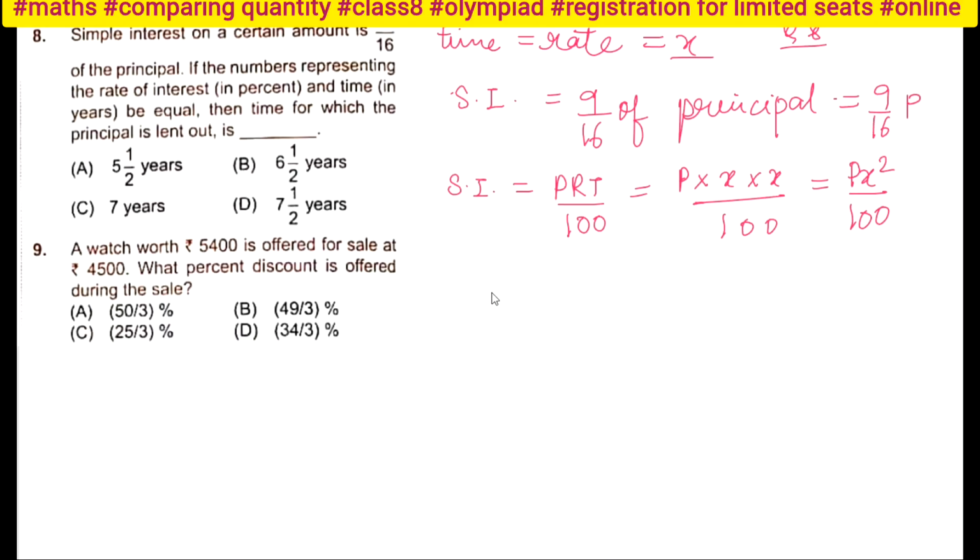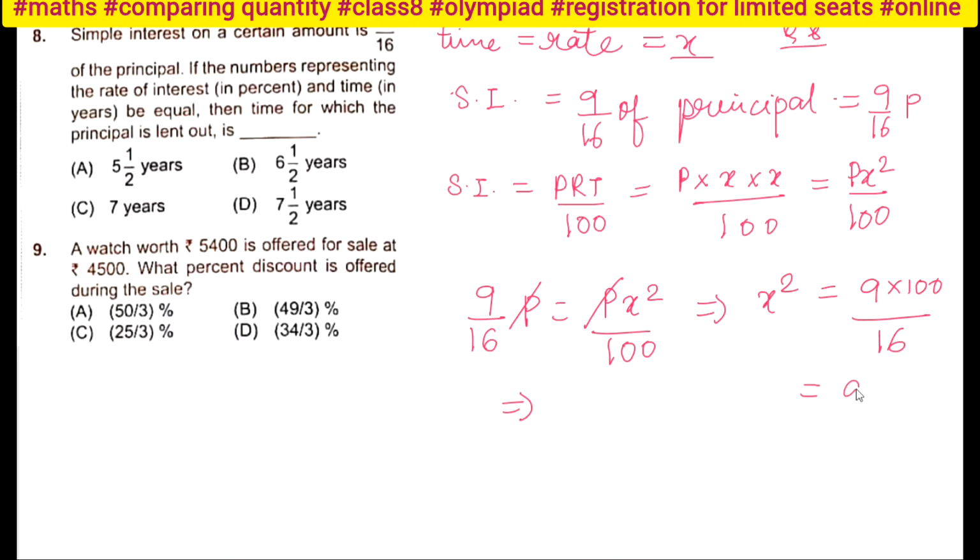So I will write 9 by 16 P is equal to P x square by 100, right? So this P will be cancelled. What will I get from this? x square is 9 into 100 by 16. So I am getting 900 by 16 is equal to x square. So x will be what? x will be under root of 900 by 16, or I can say 30 by 4.